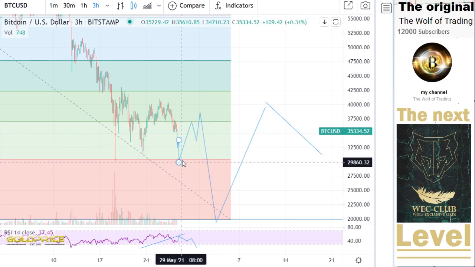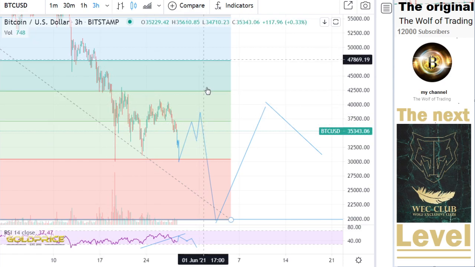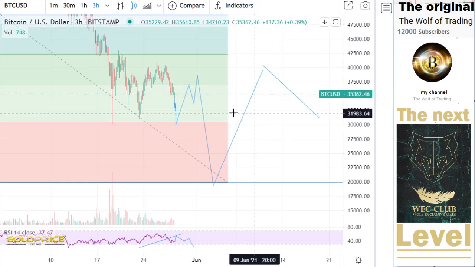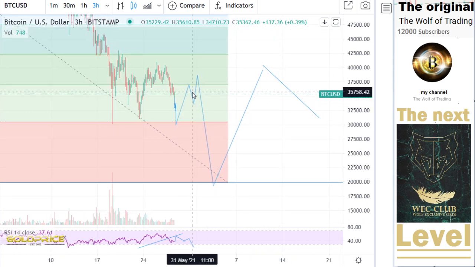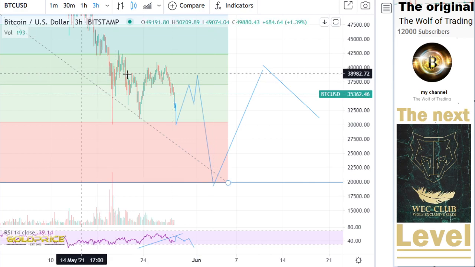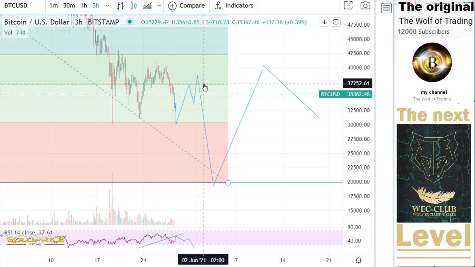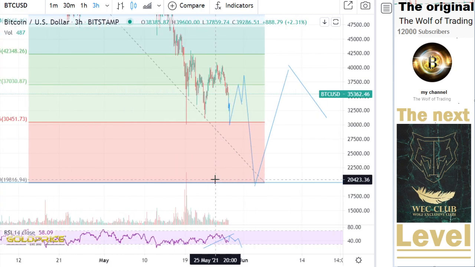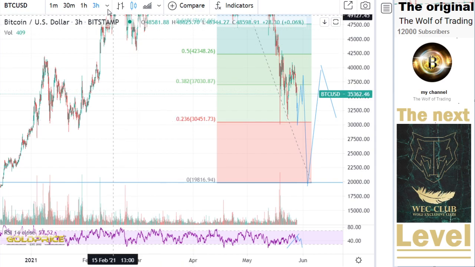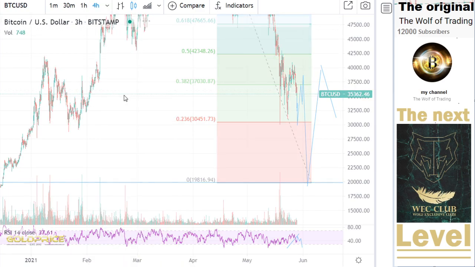if we go to the top side and do not break this formation to the top side. I won't say 100% sure, but this is a fact. If we do not break the resistance line here, the price will drop from 38,000 to 20,000. Why do we see the 20,000? Why is this level so important for us?